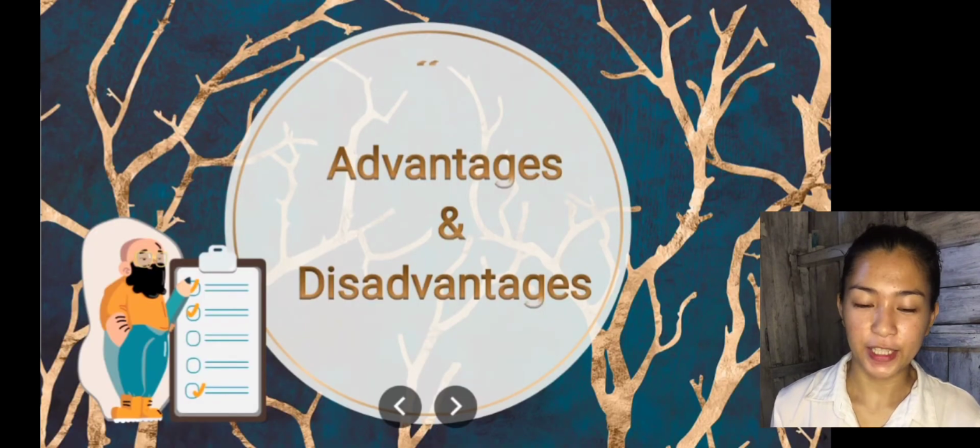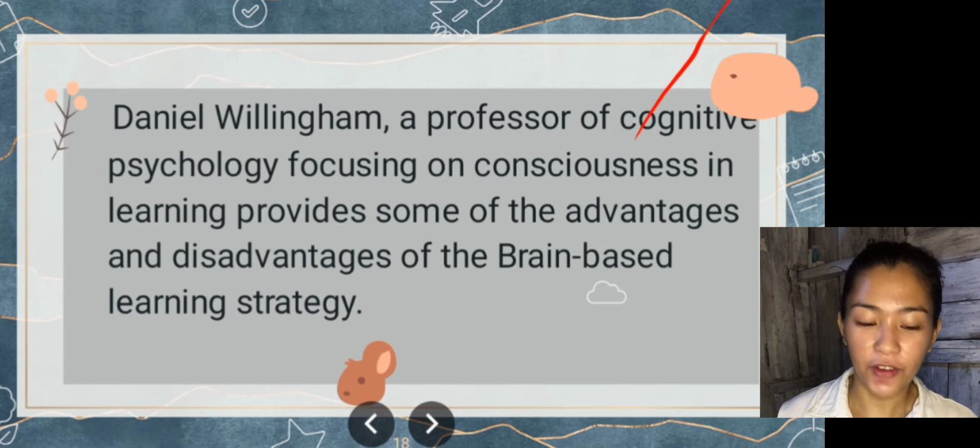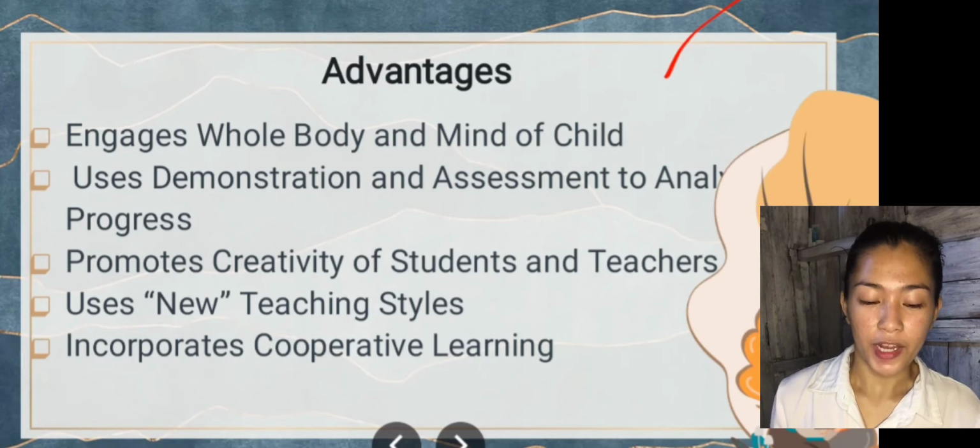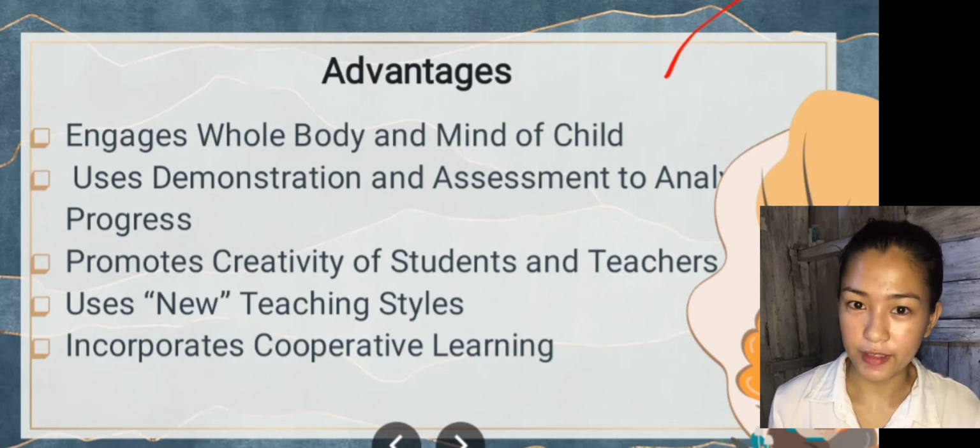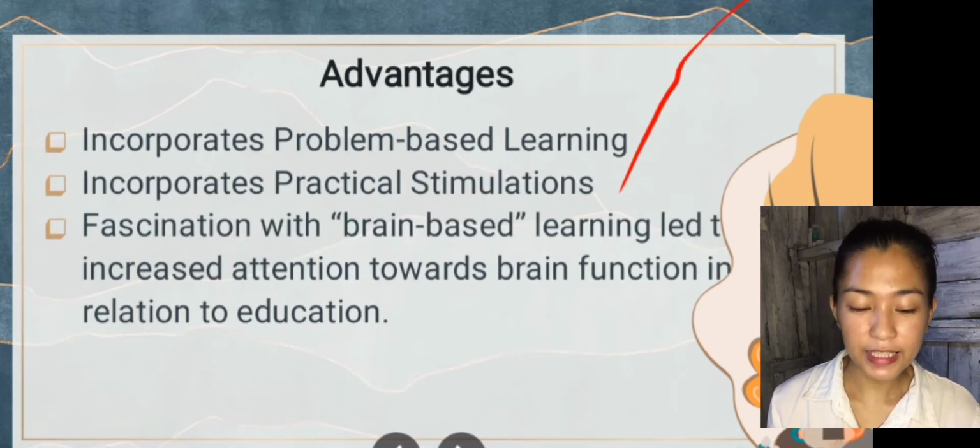Advantages and disadvantages. Daniel Willingham, a professor of cognitive psychology focusing on consciousness and learning, provides some of the advantages and disadvantages of the brain-based learning strategy. Advantages. Number 1, engages the whole body and mind of the child. Number 2, uses demonstration and assessment to analyze progress. Number 3, promotes creativity of students and teachers. Number 4, uses new teaching styles. Number 5, incorporates cooperative learning. Number 6, incorporates problem-based learning. Number 7, incorporates practical simulations.